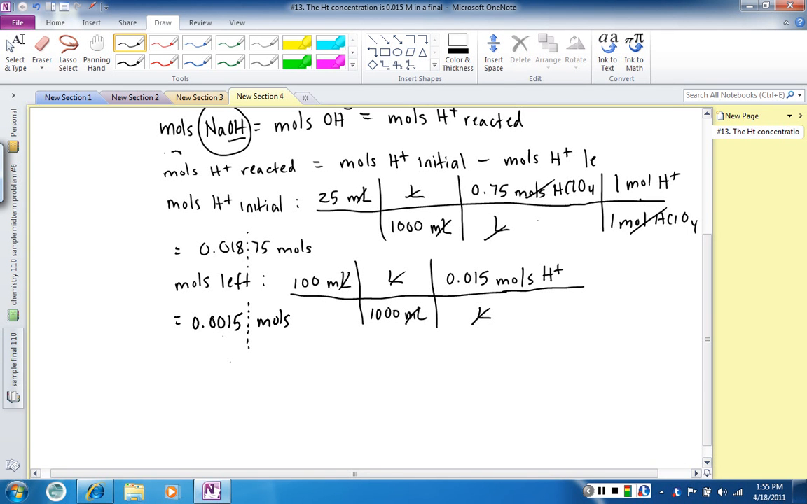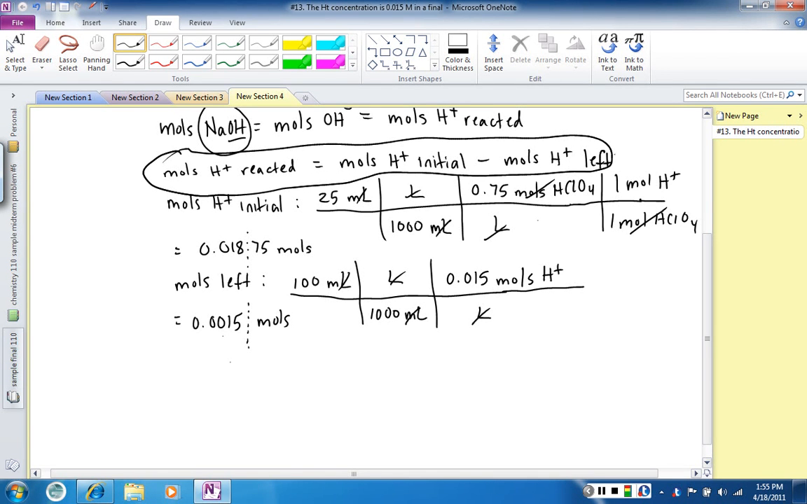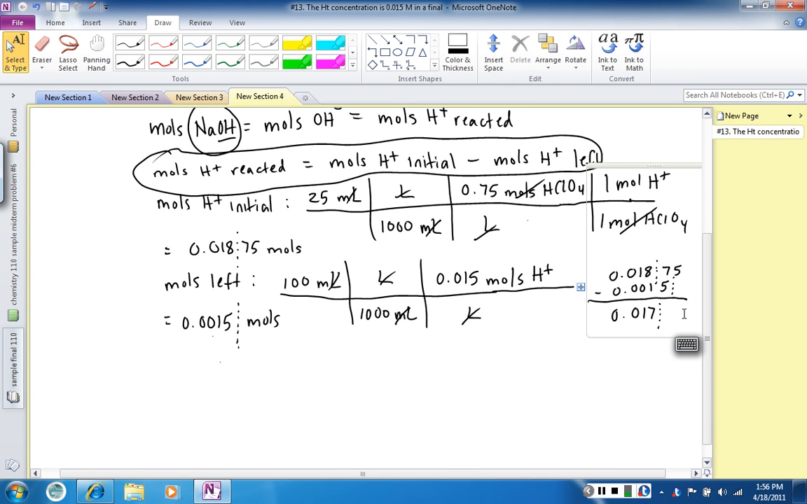Remember, to figure out our moles reacted, we got to know that it's moles initial minus moles of H plus left. So let's subtract these. Moles initial 0.01875 minus left 0.0015. And that works out to be 0.01725 moles. So that calculation, again, to remind you, was moles of H plus reacted.